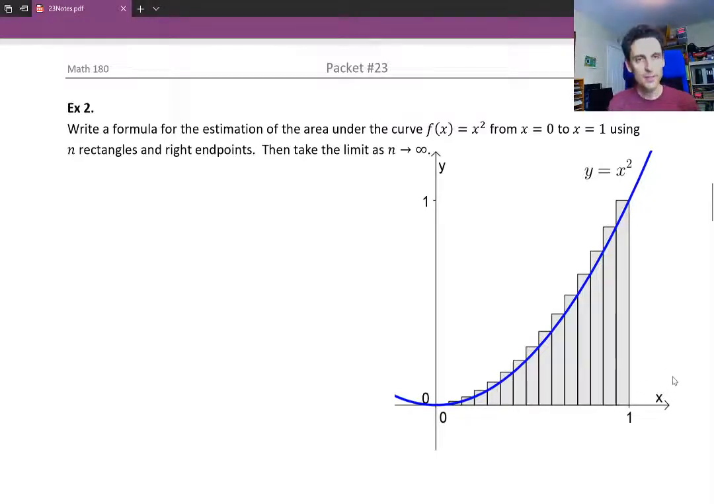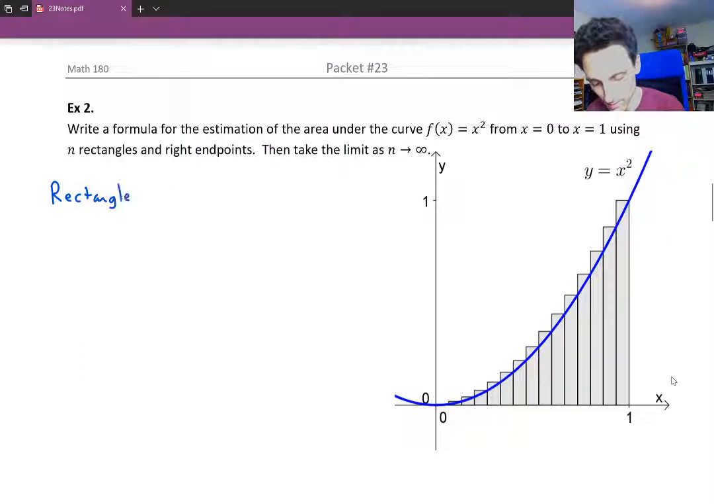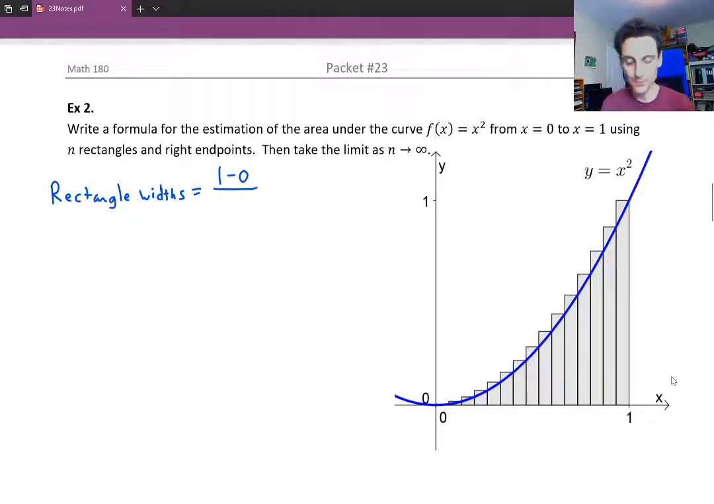But what's the width of these rectangles? Let's see if we can figure that out. The rectangle widths, well, we can get the rectangle widths by taking the interval length, which is 1. You can get that by calculating 1 minus 0, and divide it by the number of subintervals that we want, or in other words, the number of rectangles. In this case, it's just n. So the rectangle widths are 1 over n.